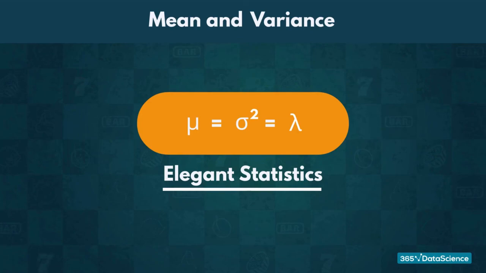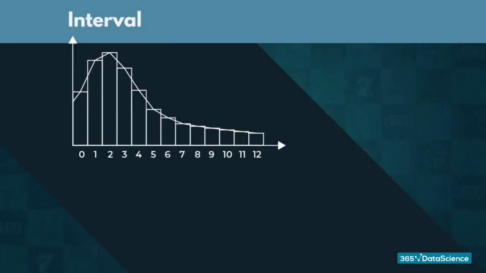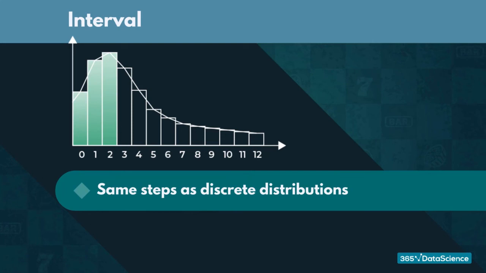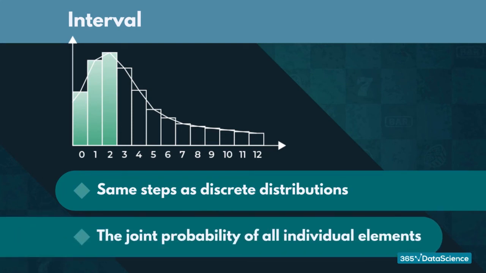Great job, everyone. Now, if we wish to compute the probability of an interval of a Poisson distribution, we will take the same steps we usually do for discrete distributions. We find the joint probability of all individual elements within it. You will have a chance to practice this in the exercises after this lecture.